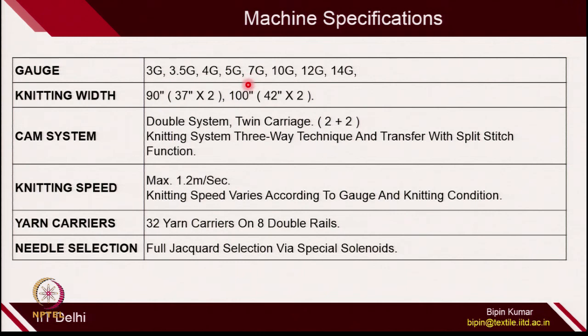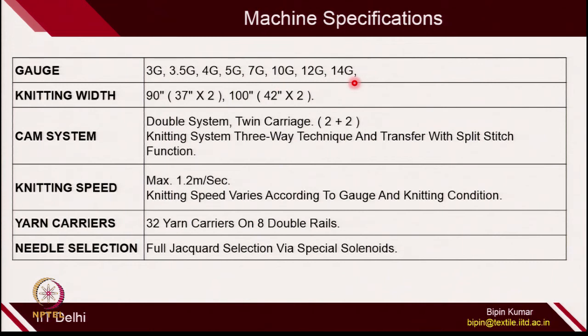So, let's start with the machine specification. When you go and meet any supplier who sells knitting machines, you can look at those specifications. It is very, very important that you understand these specifications and their meaning. The first specification is the gauge, which I have already introduced. The supplier can have multiple options for you. It can provide you 3 gauge, 3.5 gauge, 7 gauge, 10 gauge, 14 gauge. In some machines, we can also go up to 50 gauge.